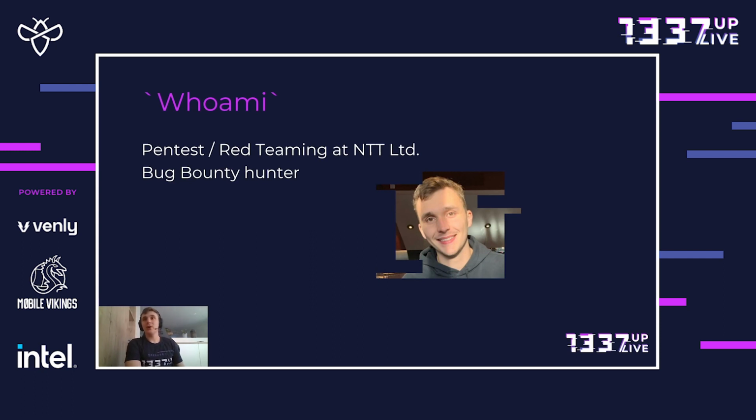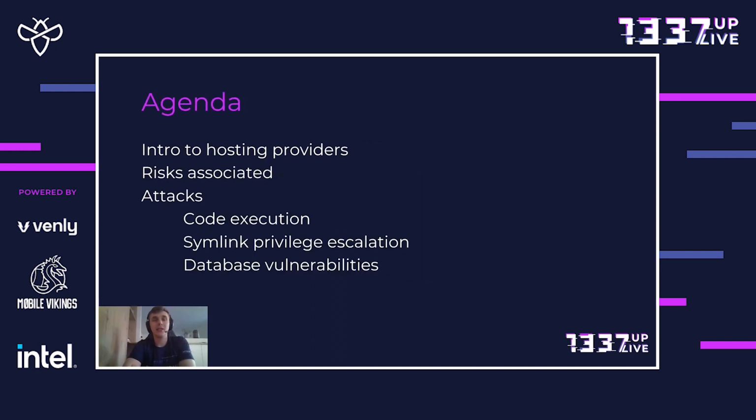So this talk will cover some of the most impactful bugs and bug types that I discovered during my research. The agenda for this talk will first be an intro to hosting providers and the services they provide. Then after that, we'll look at the risk associated with those services. And lastly, the most interesting part, we'll look at three separate vulnerability types. The first one is a code execution bug that I found during my research. Then the next one will be some vulnerabilities in regards to Symlinks. And lastly, we'll cover some database vulnerabilities.